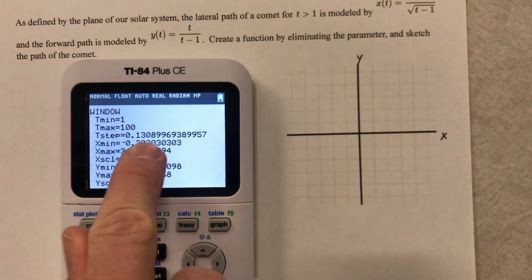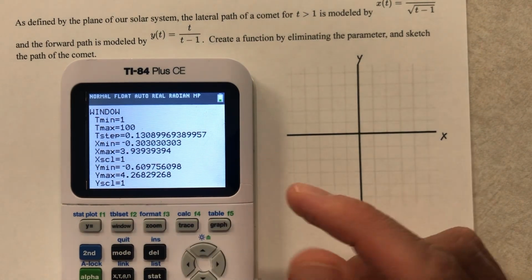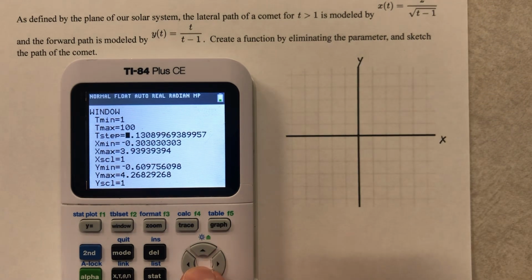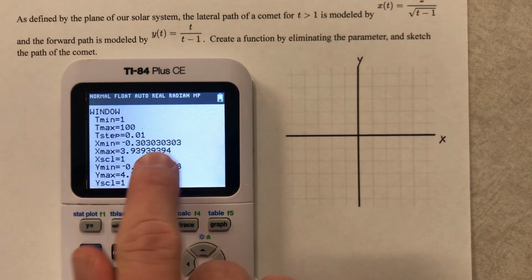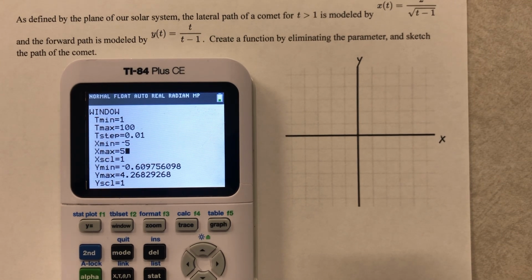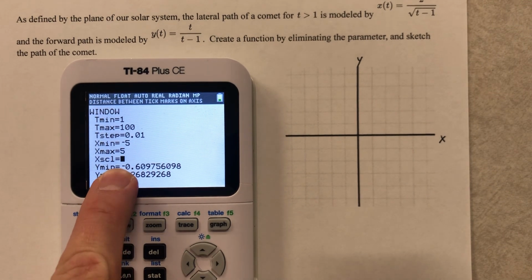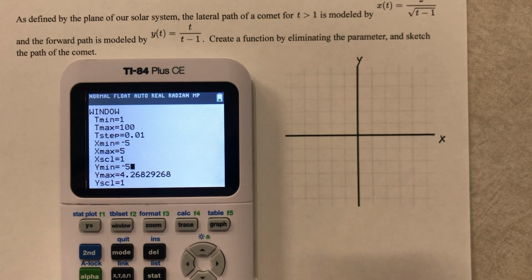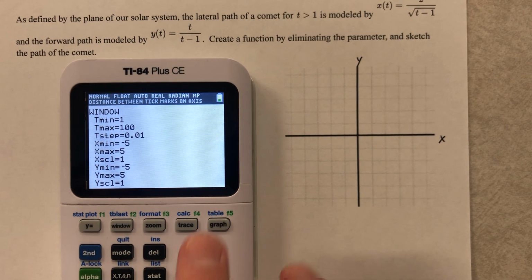And how much is t going to step by? See, when it does this, it computes it step by step, and this kind of defaults to that. I'm going to make it 0.01. It might slow it down a little bit, but it'll work. X minimum, let's go negative 5. X maximum 5. X scale is 1. Y minimum negative 5, Y maximum 5, Y scale is 1. Okay, I'm going to press graph.